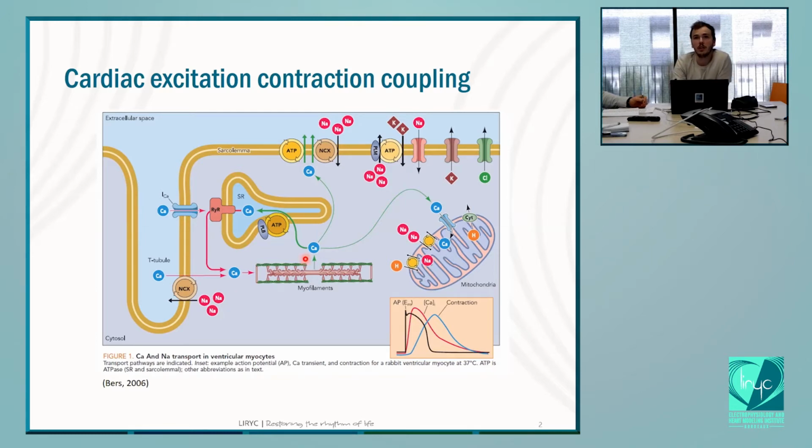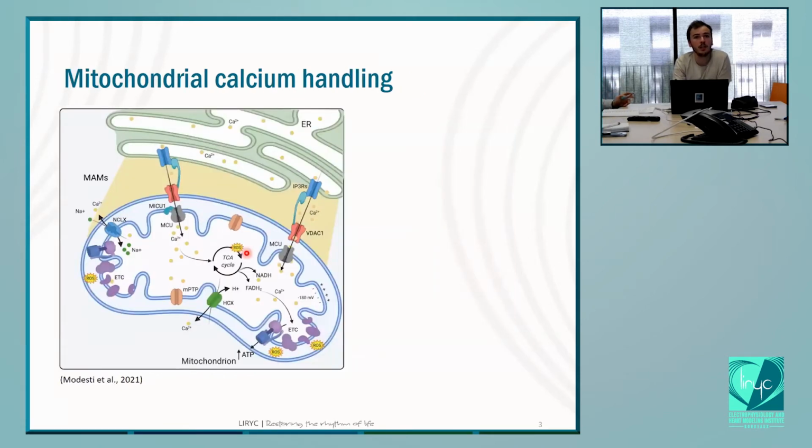And during the diastole, so the relaxation, the calcium is pumped back in 3 ways. One way is through the SERCA ATPase pump, which pumps the calcium back in the SR. There is also an entry of calcium in the mitochondria and an exit of calcium through the NCX pump, the sodium calcium exchanger. And a bit more precisely about the mitochondrial calcium handling, you can see here the different channels working for the calcium handling of the mitochondria.